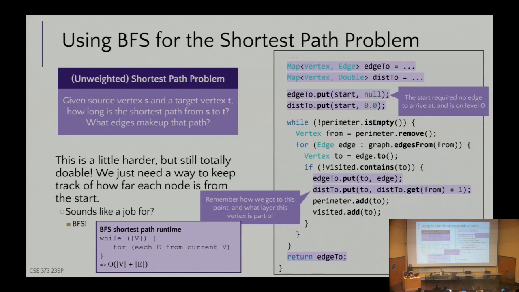Questions about this unweighted shortest path? Sure.